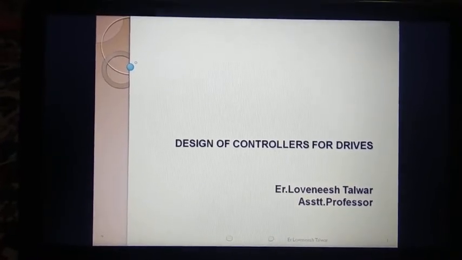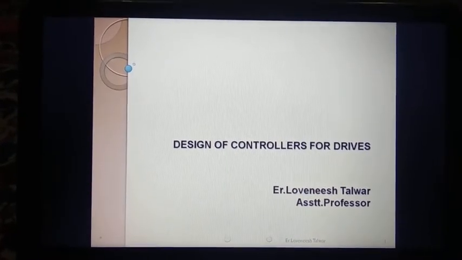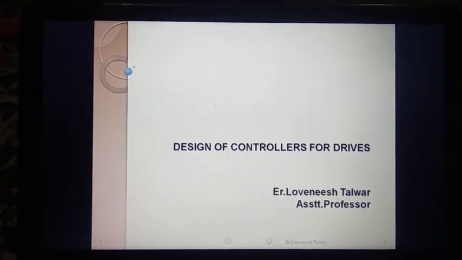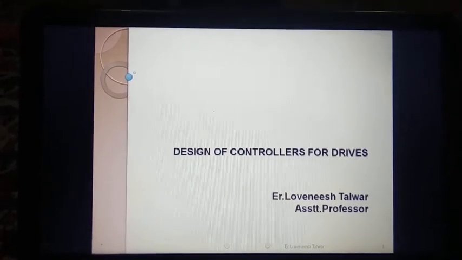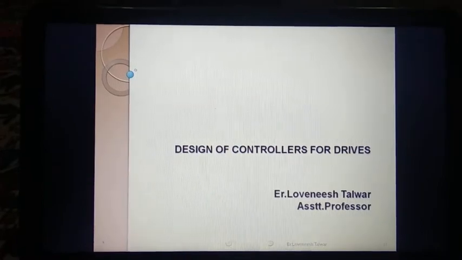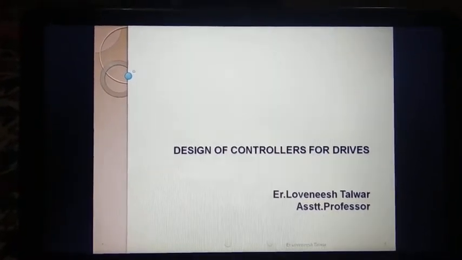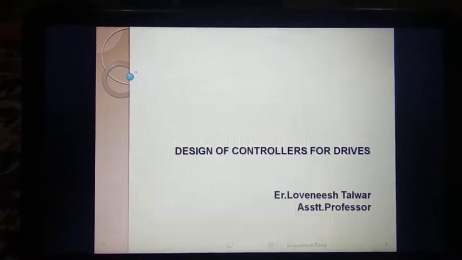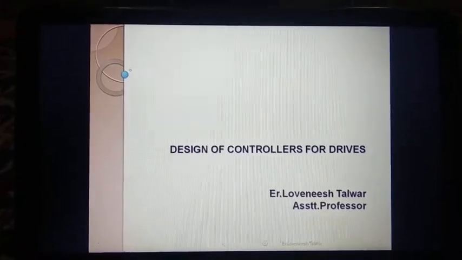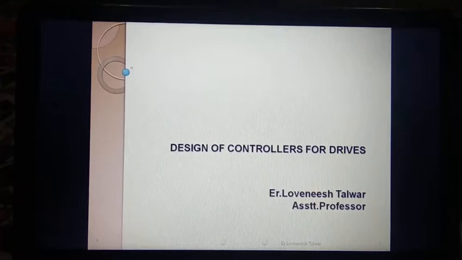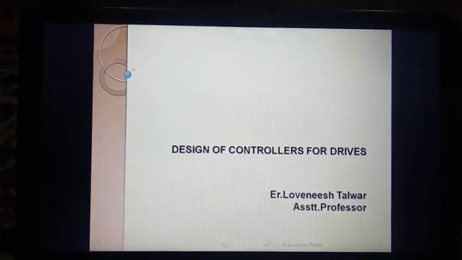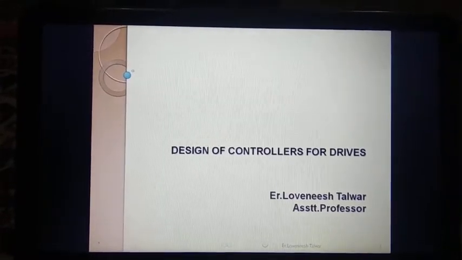The second important component in an industrial drive is your transmitting device, which transmits the power or energy from the prime mover to the load. And the third one is the load, where this power is delivered. So the combination of these three components forms the industrial drive.